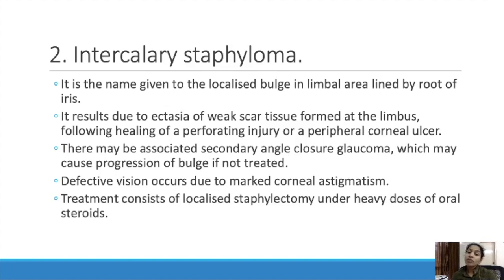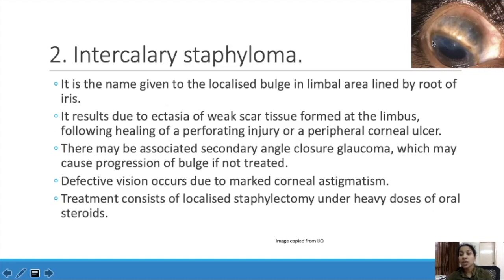The treatment consists of localized staphylectomy under heavy doses of oral steroids. Staphylectomy is the surgical removal of the staphyloma. So that is intercalary staphyloma. You can see here the limbal region, and a staphyloma in the limbal region. That is known as intercalary staphyloma. Underneath is the angle of the anterior chamber, and there is a chance of secondary angle closure glaucoma that will again cause more bulge in that region.